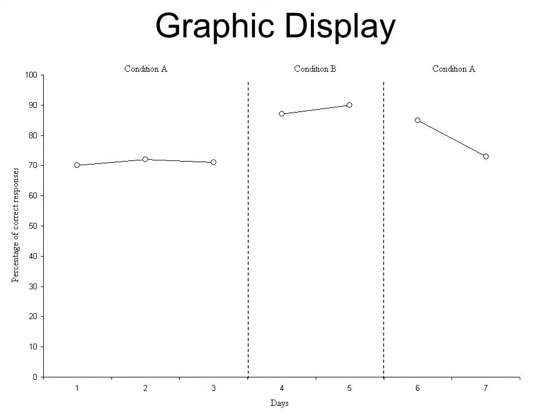This is an example graph of an ABA reversal design. As you see, conditions A, B, and A are there. So condition A is baseline, condition B is intervention. So they implement the intervention 2 times and then they return to baseline without intervention.